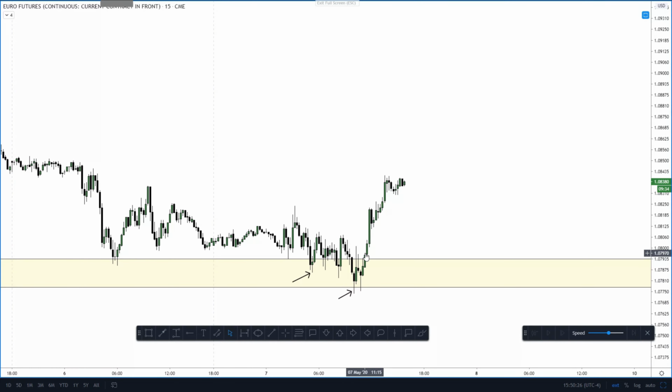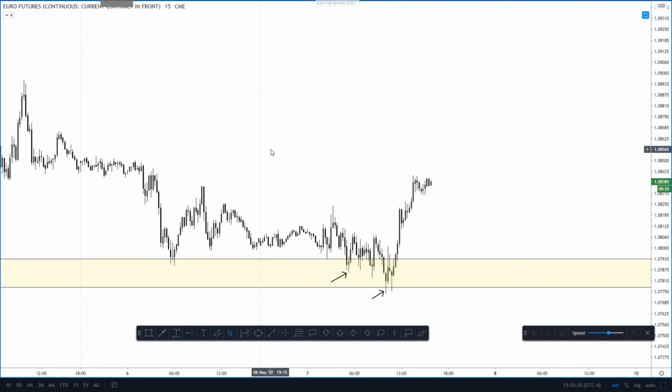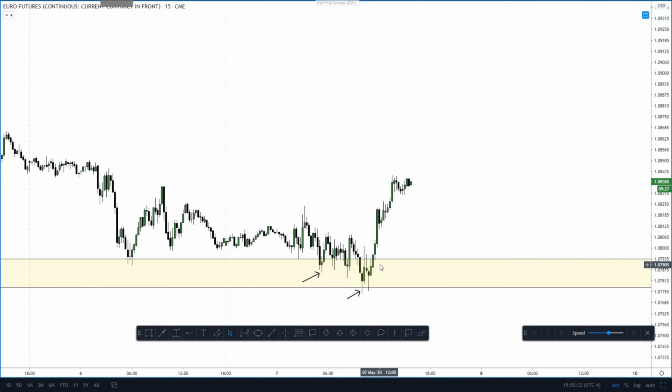Once we started to get this little move in here, this is when I start to buy up my positions. I was looking for this type of reaction so the price can get away from this region, and that's exactly what we got here.